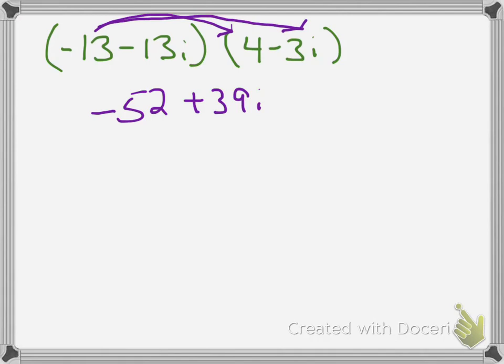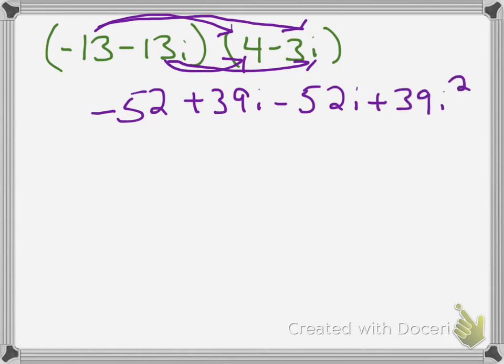Be careful with signs as you're working these out. Okay, now we can do this part right here. Negative 13i times 4 is negative 52i. And then negative 13i times negative 3i is positive 39i squared.